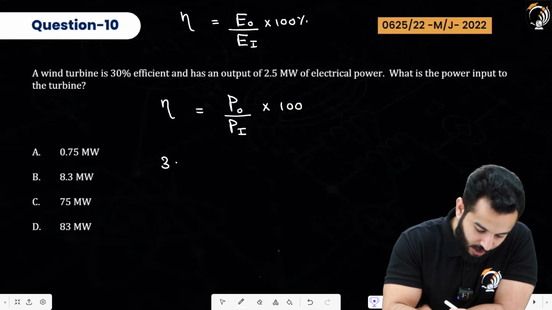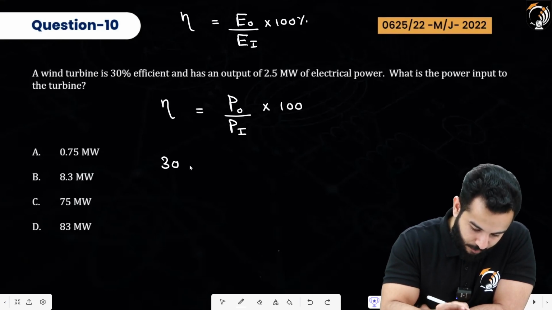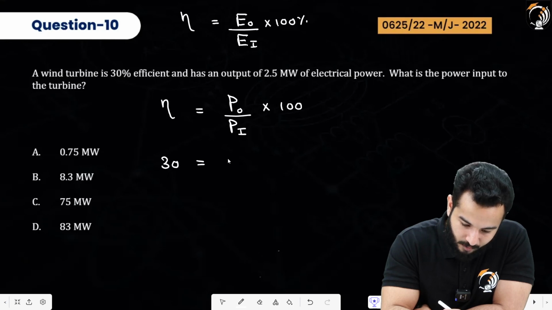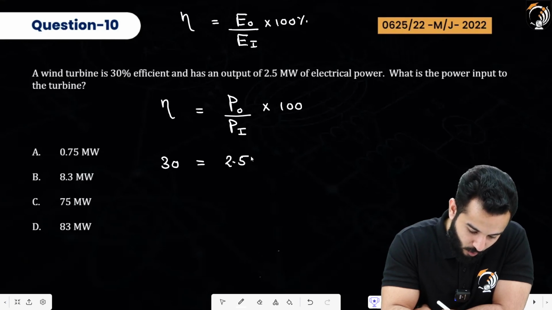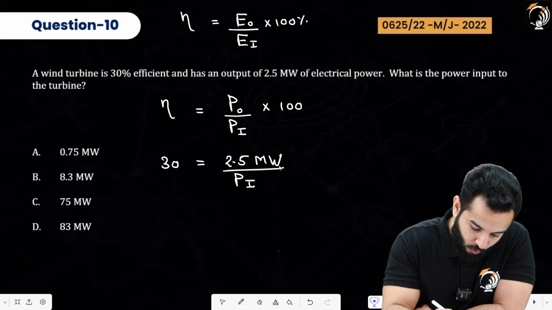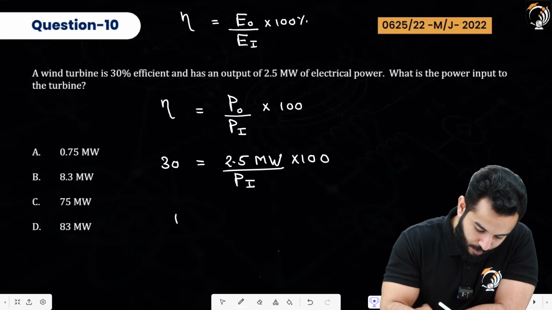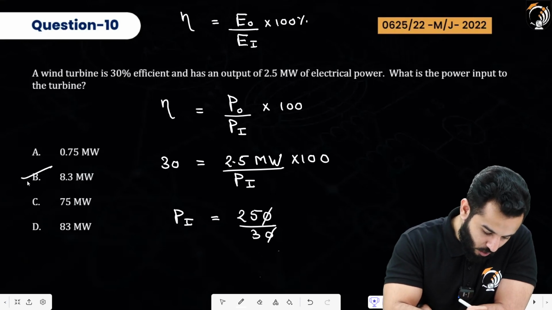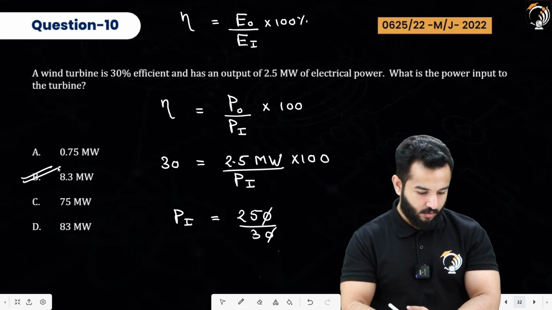So efficiency is 30%. 30% basically means we are going to just write 30 over here. So P naught is going to be output power, which is 2.5 megawatt, divided by Pi, that's what we need to find out, times 100. So Pi will be 250 divided by 30. That's around 8.3 megawatt. That's the correct answer, right?